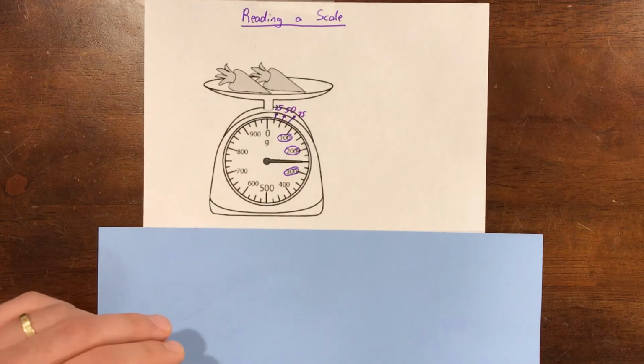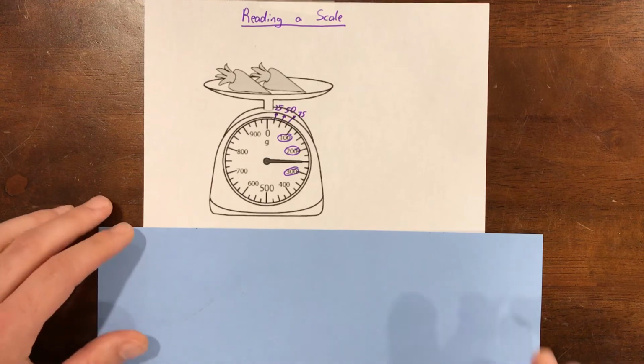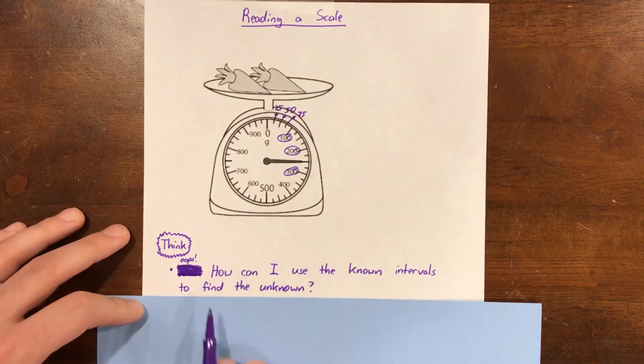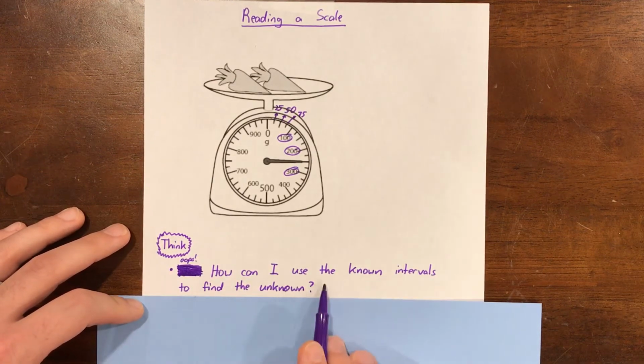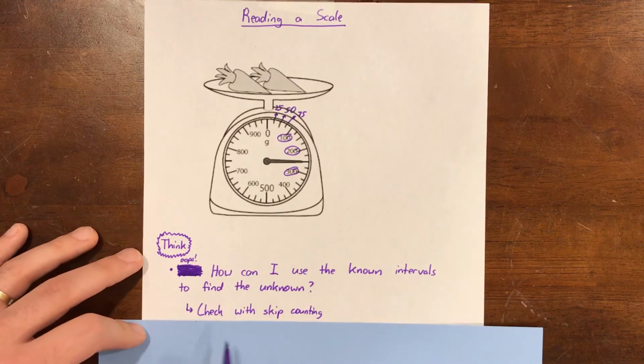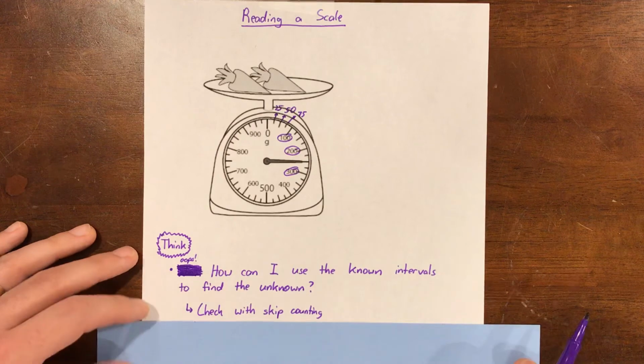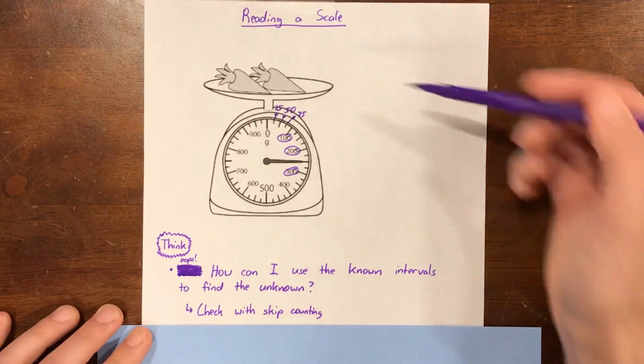So when we come across scales today, we can think, read it with me, how can I use the known intervals to find the unknown, and we can check with skip counting. Perfect. Okay, so we have our carrots, right?